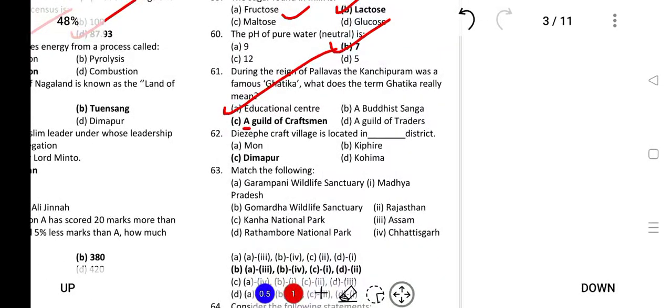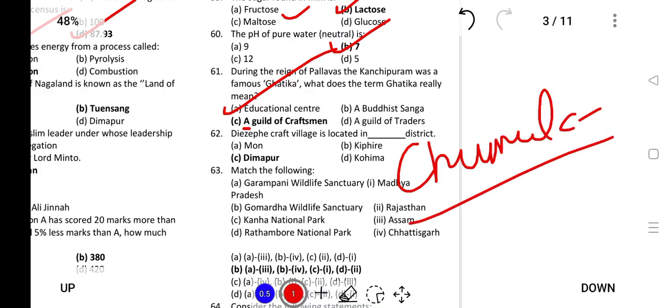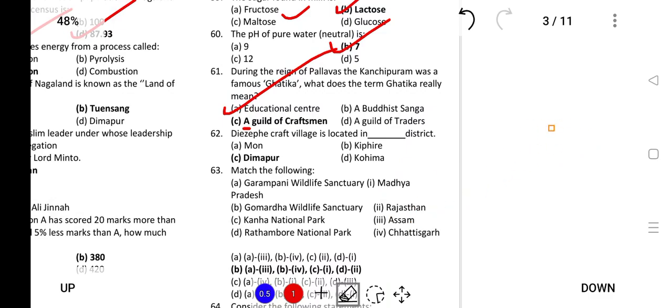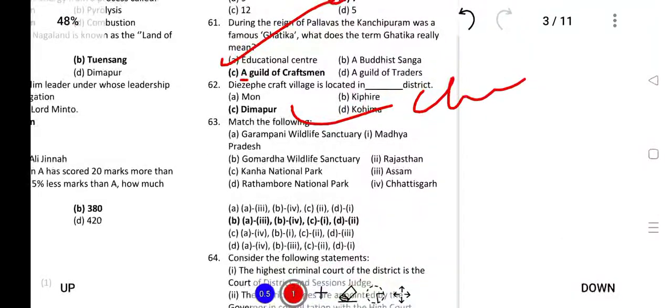Next, it is now in Chumukedima district. Remember this: Dimapur was divided, and Chumukedima became a new district, so the answer will be Chumukedima, not Dimapur. Karbi Anglong wildlife sanctuary is in Assam, Kanha National Park is in Madhya Pradesh, Ranthambore is in Rajasthan, and Guru Ghasidas is in Chhattisgarh. So the answer is B.